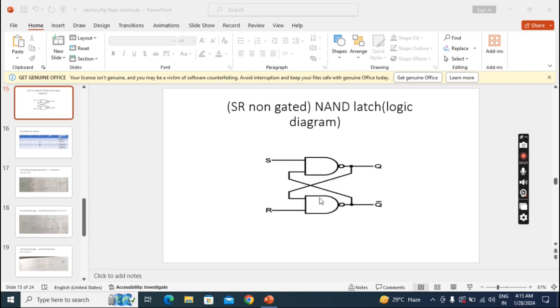Here, we need two NAND gates, two-input NAND gates. One of the inputs of this NAND gate is connected to S, and one of the inputs of the NAND gate below is connected to R. This NAND gate's output is Q, and this NAND gate's output is Q bar. This Q we are taking and connecting here, and this Q bar we are connecting here. So this is called a cross-coupled connection. This is the construction of a NAND latch.